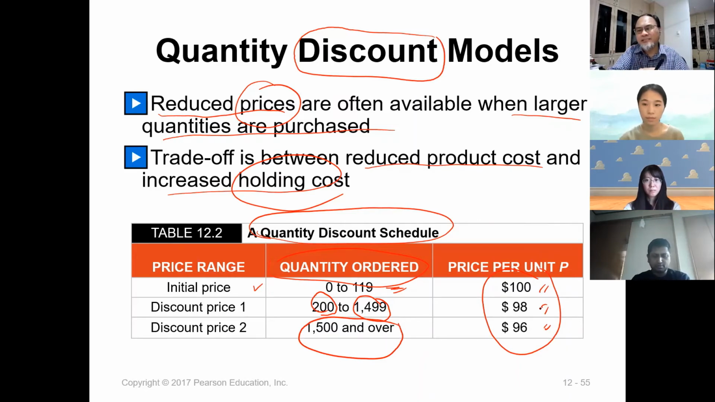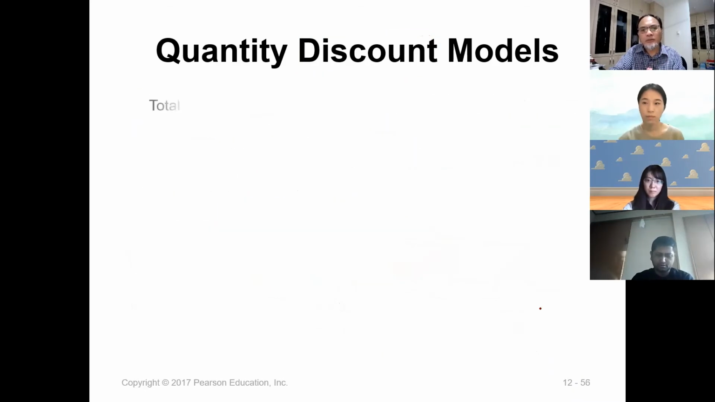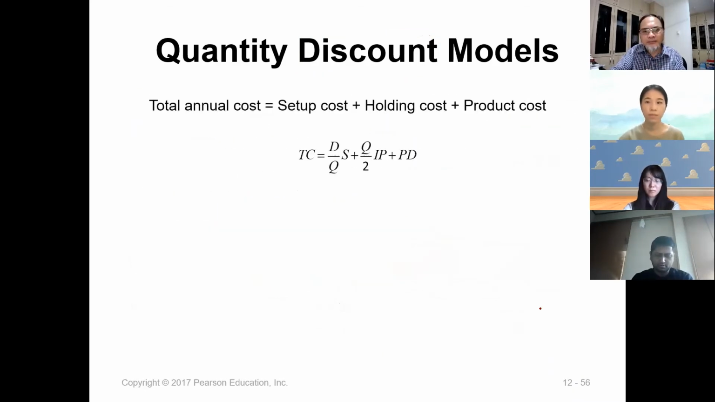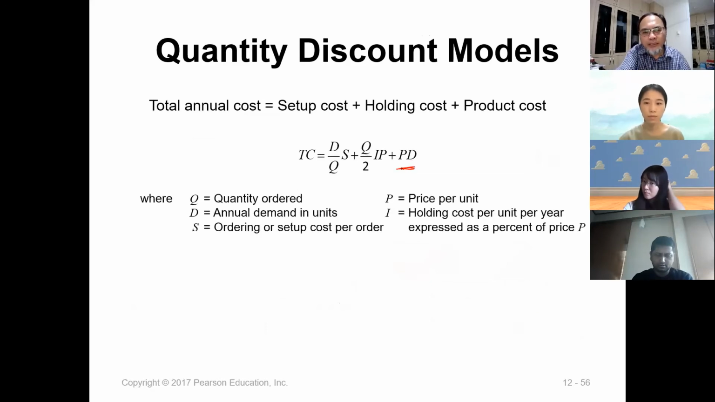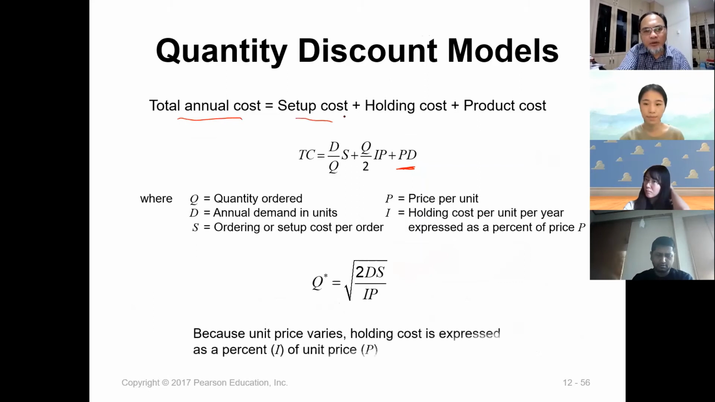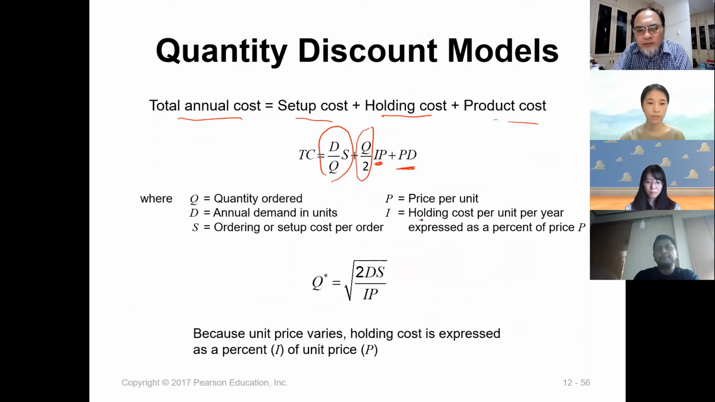So how do we model this? How do we actually translate this into our optimum order quantity? In this case, we are going to include PD. So total annual cost is setup cost plus holding cost plus product cost. It is D divided by Q times S, plus Q over 2, which is the average inventory, multiplied by the holding cost per unit per year expressed as a percentage of price.